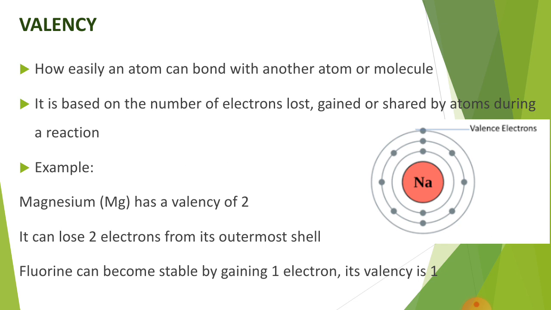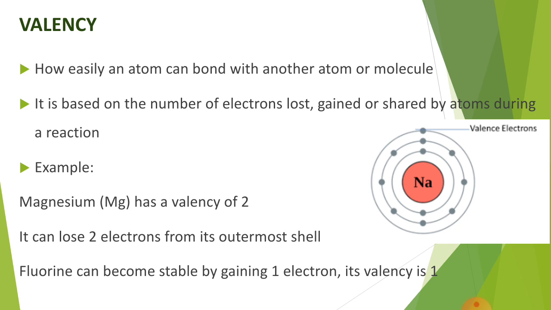Valency. How easily an atom can bond with another atom or molecule is known as its valency. It is based on the number of electrons which are lost, gained, or shared by atoms during a reaction. Example, magnesium has a valency of 2. It means it can lose 2 electrons from its outermost shell.